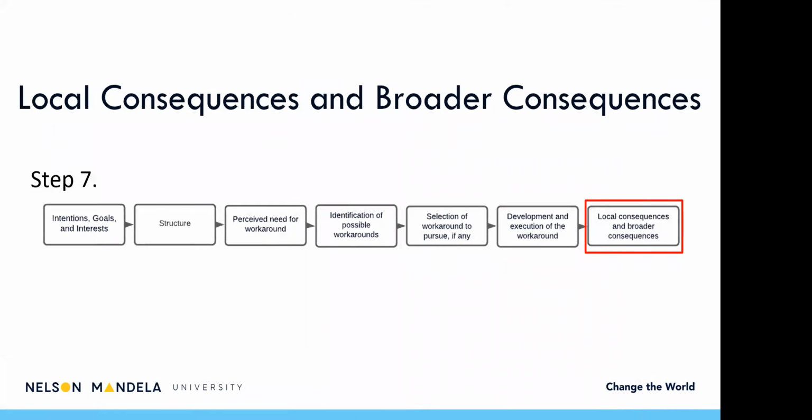Step 7, local consequences and broader consequences. A workaround may yield local and broader consequences in its utilization. These consequences may either be positive or negative, depending on the risk introduced by the workaround. Positive consequences being efficiency gains as an example, and a negative being organizational risk.